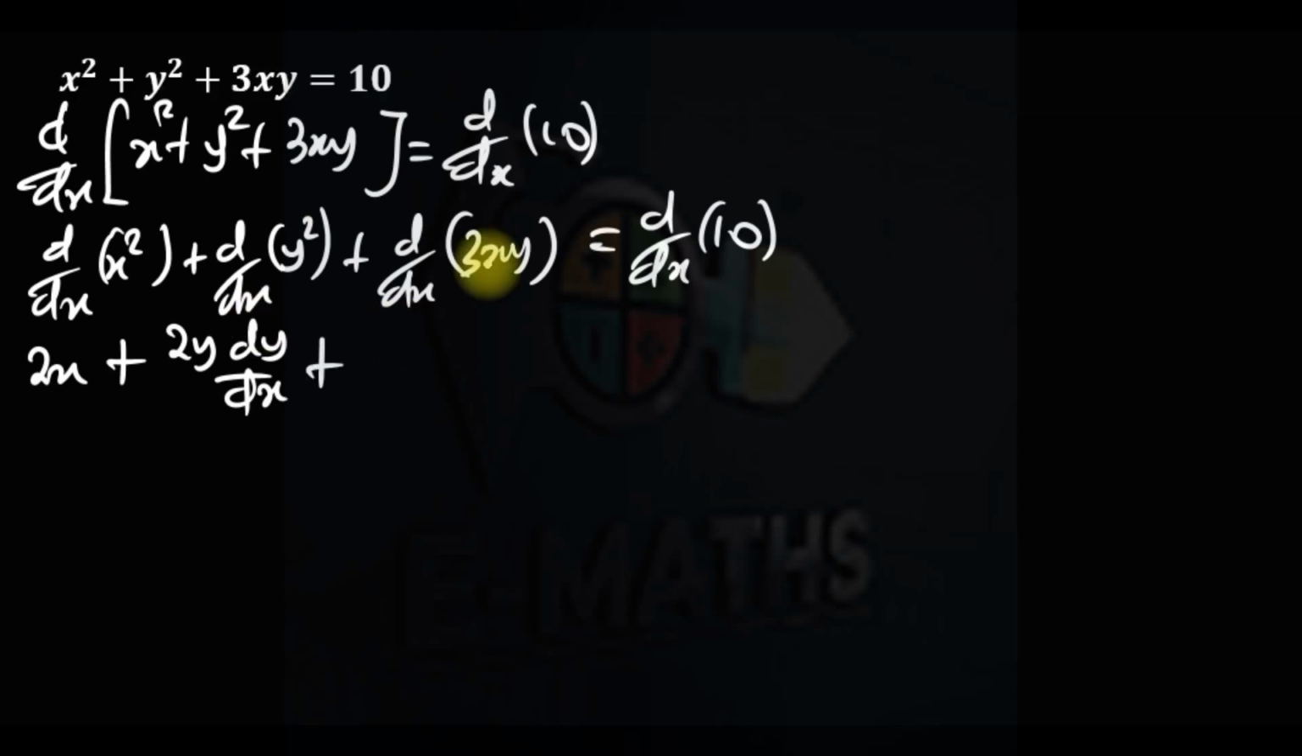Okay, see our major target here, because we've done something like this before. This one has xy, so we use the product rule here. But before then, we can factor out the 3 because it's a constant, so we can bring it out. This one is 0. Okay, let's continue.